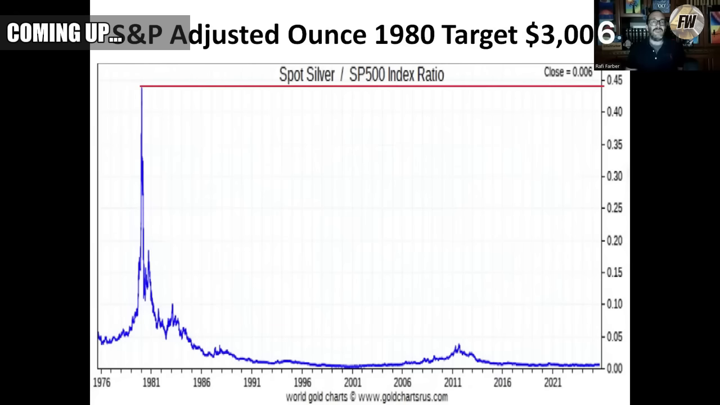I would say that 1980 was a true monetary panic. And in monetary panics, the top derivative layers of the pyramid fall the fastest. This is the S&P adjusted ounce 1980 target: $3,006.